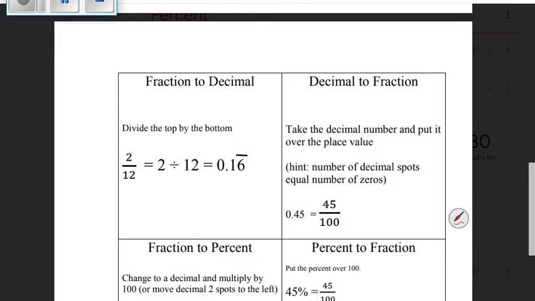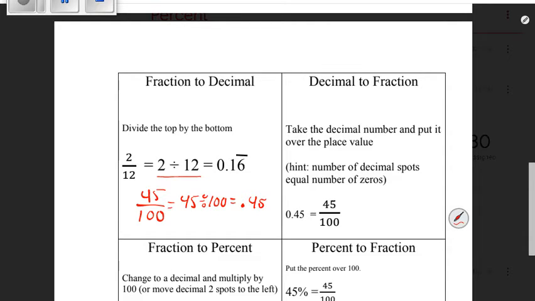I think the easiest thing that we already know is that to take a fraction and go to a decimal, basically all you're doing is dividing the top by the bottom. So 2 divided by 12. It's no different if I had 45 over 100, for example. I would go 45 divided by 100, and I would get decimal 45. Okay, fraction to decimal is pretty straightforward.